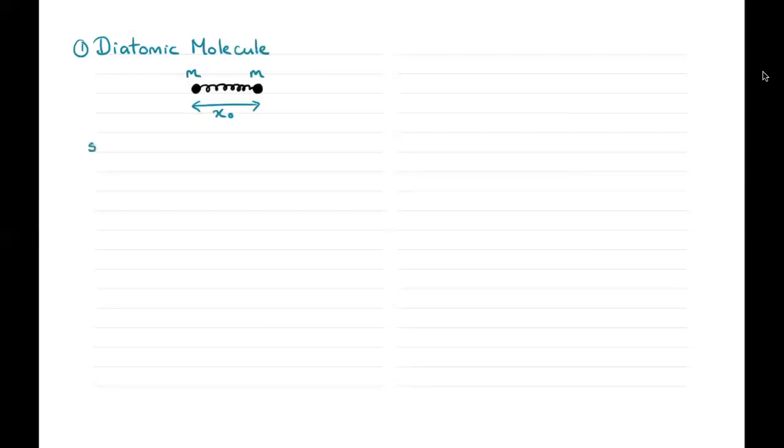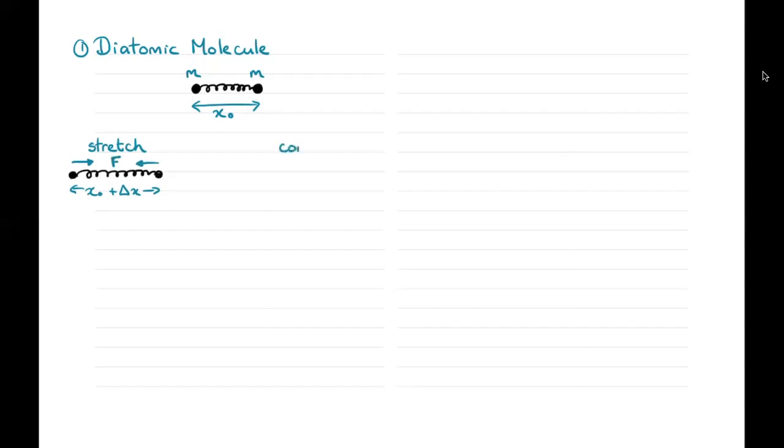And we know that if we stretch this bond by some small amount delta x, say, so that this distance is now x0 plus delta x, then there'll be a force on the atoms that tends to want to bring them back to their equilibrium spacing, back to x0. So this force is acting to pull the atoms back to their equilibrium distance.